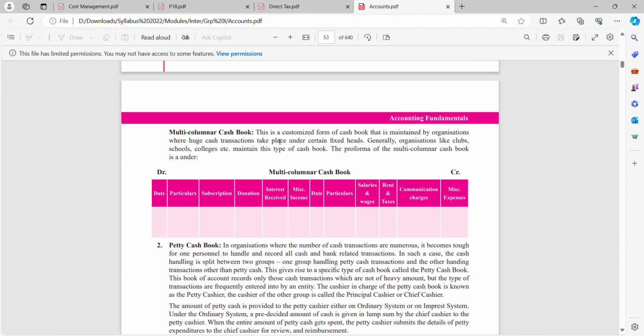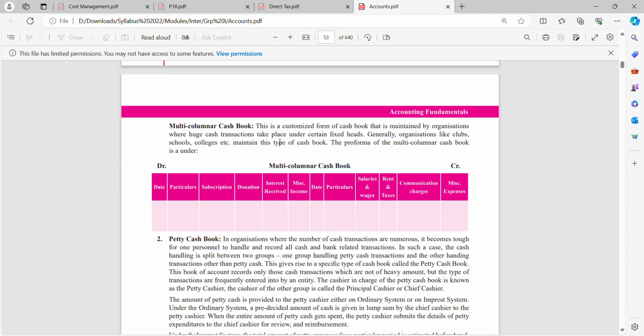We have multi-columnar cash book. This is a customized form of cash book that is maintained by organizations where huge cash transactions take place under certain fixed heads. Generally, organizations like clubs, schools, colleges, etc. maintain these types of cash book. The pro forma of multi-columnar cash book is as under. So we have date, we have particulars, we have subscription, we have donation, interest received and miscellaneous income.